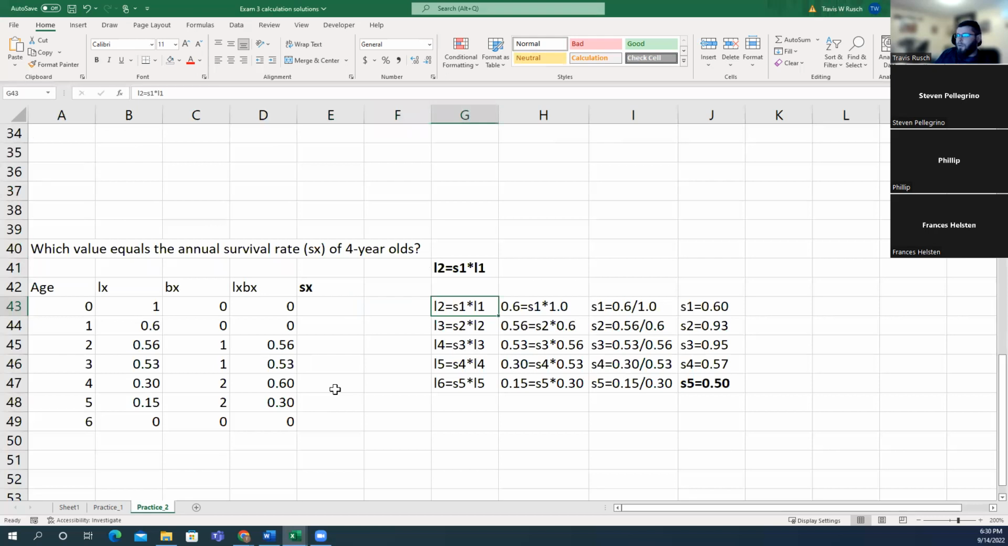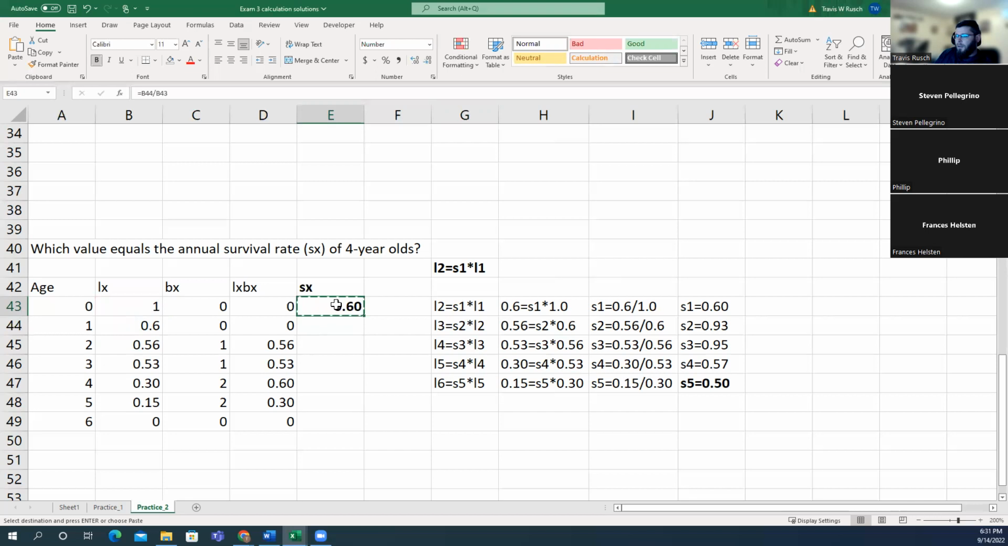So now we can plug in, we know l2 equals S1 times l1. If we plug the numbers in for the first one, l2 is 0.6 and S1 we don't know, but we do know that l1 is 1. So we can solve for S1 by dividing 0.6 by 1, and that gets us a value of 0.6, right? So we just do S1 equals l2 divided by l1, and that's 0.6.